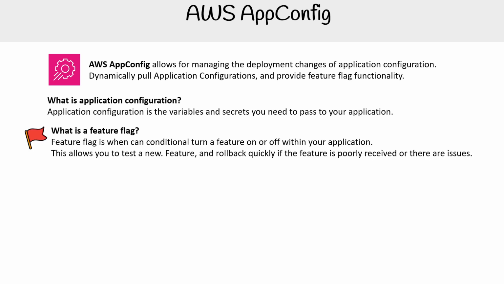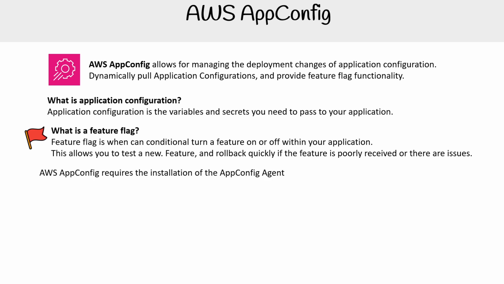Then you have feature flags. A feature flag is when you can conditionally turn on or off a feature within your application. This allows you to test a new feature, and roll back quickly if it's poorly received or there are issues with that feature. So AppConfig can do both of these things.